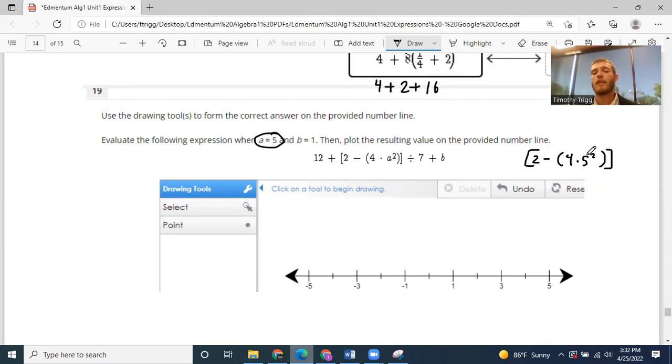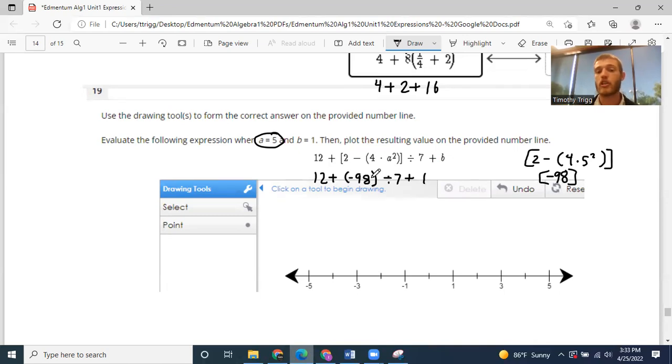Okay, again, you want to do the inner parentheses first. So we're going to do 4 times 5 squared. So you actually do the exponent first, right? Exponents before multiplying. So 5 squared, that means 5 times 5. That's 25. 4 times 25 is 100. 2 minus 100 is negative 98. Okay, so this becomes 12 plus negative 98 divided by 7 plus 1. Okay, see if you do the rest on your own.